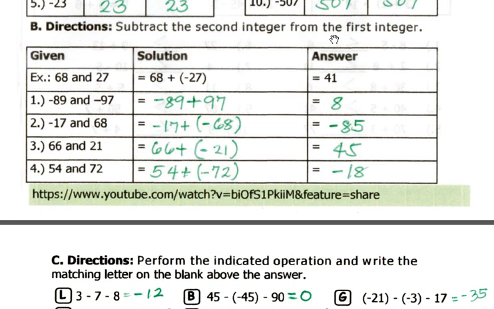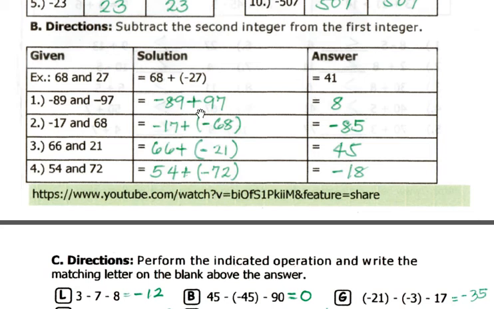Subtract the second integer from the first integer. So we have here the given and the example. And then let's move on to number 1. We have negative 89 and negative 97. For the solution, we have to copy negative 89, and then this is actually minus negative 97. So we just have to simply change the sign of the subtrahend. So this becomes now negative 89 plus 97.